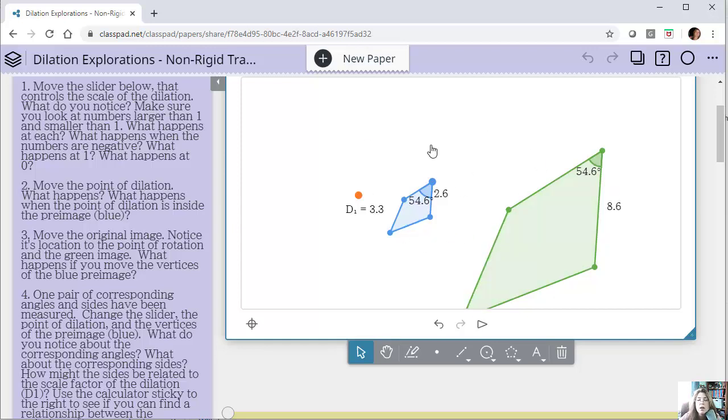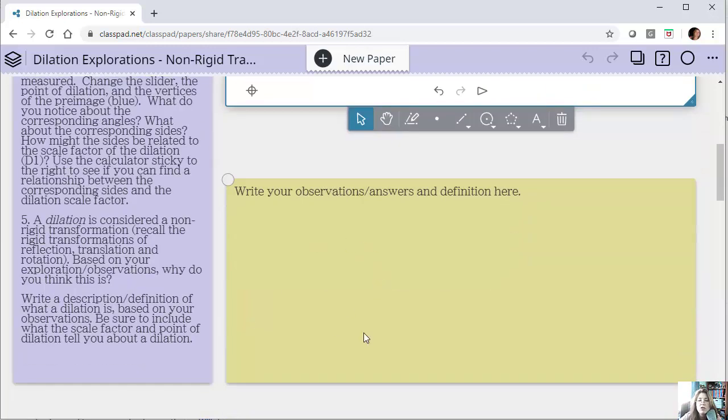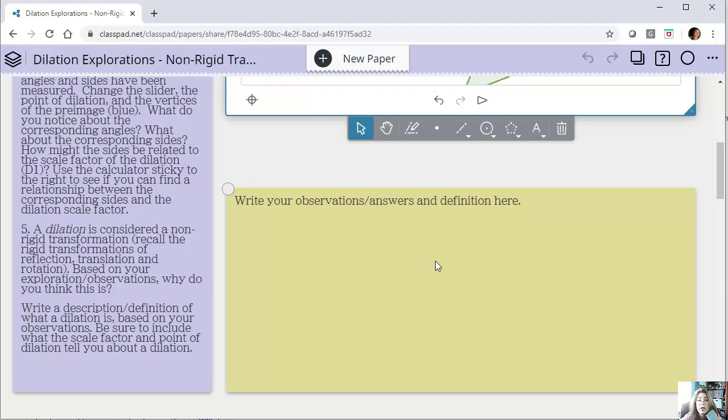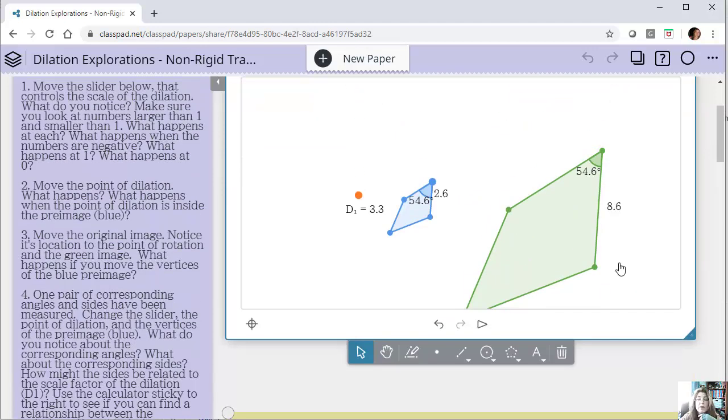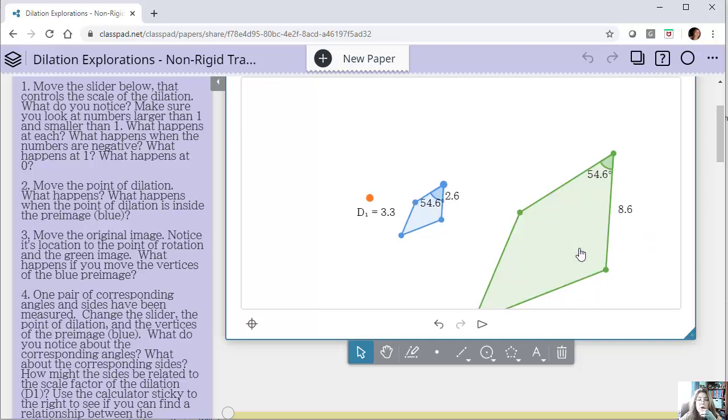So lots of things they're going to explore and eventually come up with an understanding of what a dilation does and why it's also considered a non-rigid transformation. Hopefully they've already explored the rigid transformations before this. So for non-rigid, one main thing is these are not keeping the same size, and that's part of being rigid, is that it's the same size, same shape. So that's where we're going with this first part.